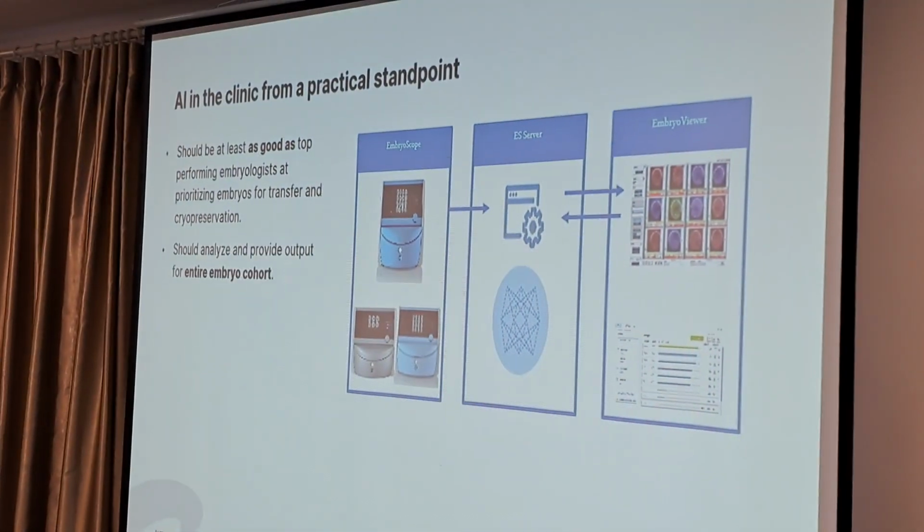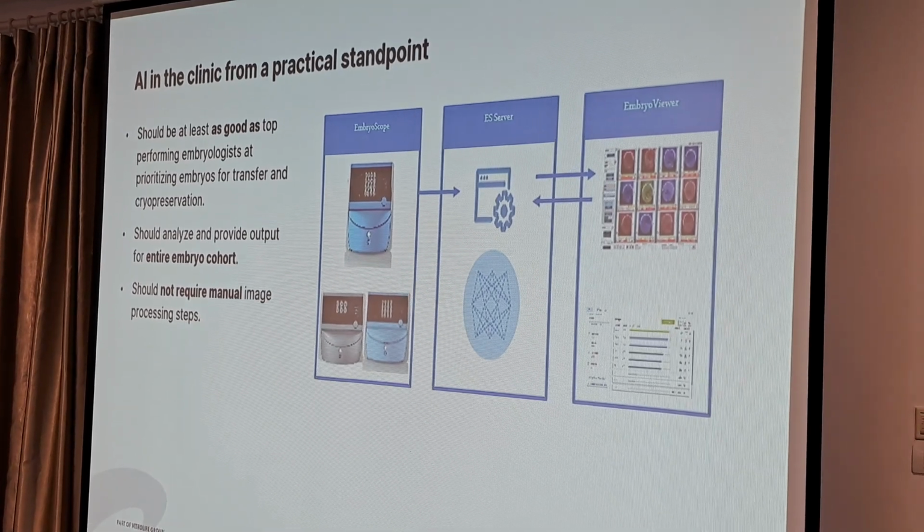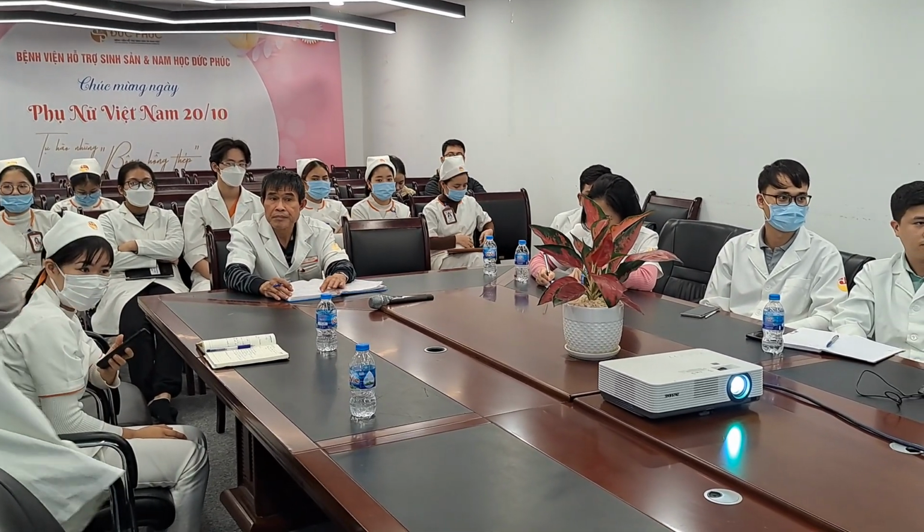So what we see is we have the iDAScore in the whole EmbryoScope family, because we have different machines. It is able to analyze the embryos of the full cohort. It doesn't require you to use additional images of the blastocysts, and it can give you a very fast output.